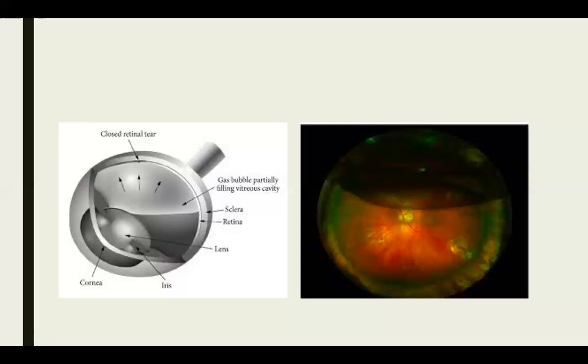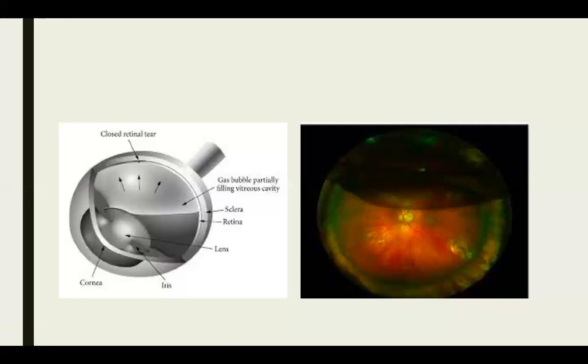Secondly, let's suppose you are putting C3F8 gas, which is very widely used worldwide because it is a long-acting gas. It will be there in the eye for about 2 months, sorry, not 2 weeks. But after about 2 weeks, there will be absorption of the gas. Even though the total duration is 2 months, with the passage of time the bubble of the gas within the eye will be reduced, and so the tamponading effect will also be reduced.